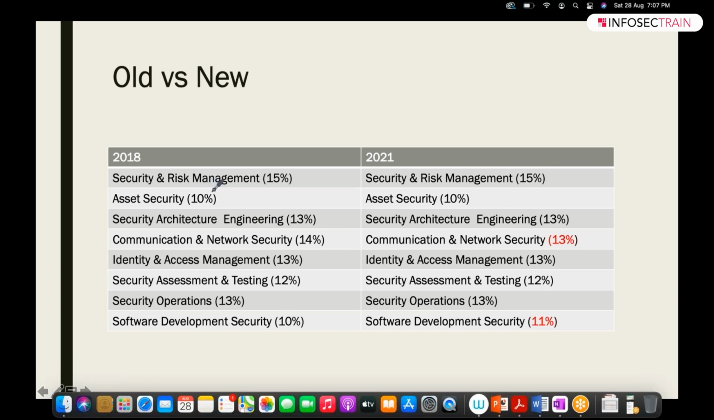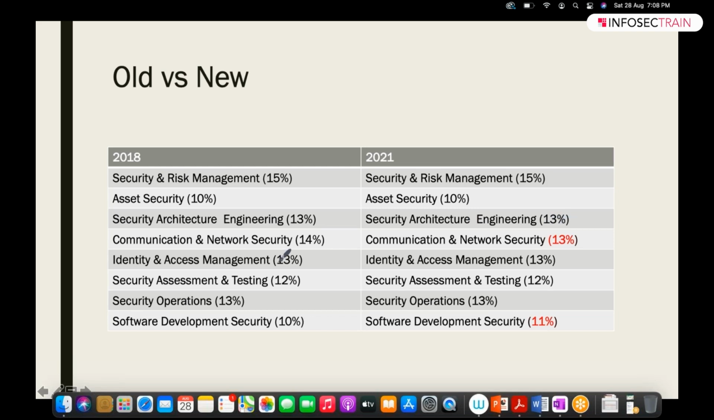In domain 1, security and risk management, which used to be 15%, in 2021 it still remains 15%. There are no changes in the weightings of the examination as well. Domain 2 was asset security, and it used to have 10% of the examination weightings. It is still the same, 10%. In domain 3, security architecture and engineering, which used to be 13% in 2018, it is still 13% in 2021. No changes.